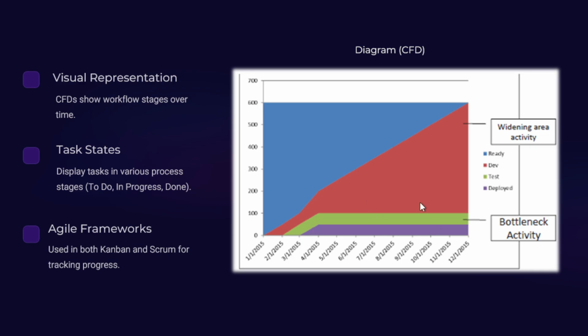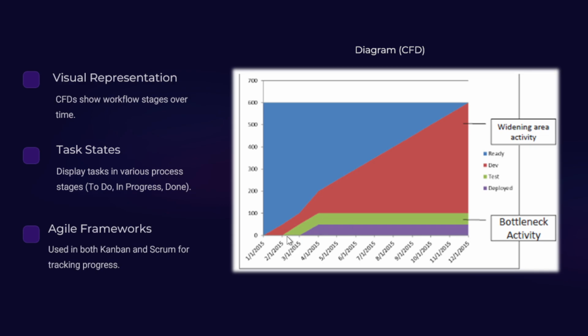Because as you can see here, the development stage is getting very wide. Why is it getting very wide? Because there's a bottleneck activity here, and it shows that something is happening in testing. The number of features that were supposed to go to the testing phase is not increasing. So the number of features keeps growing in development and not moving to the testing phase. And the deployed band shows the number of features that were supposed to be released to the end users.